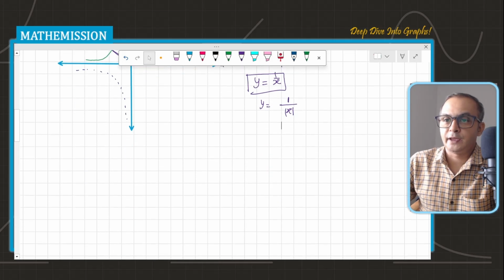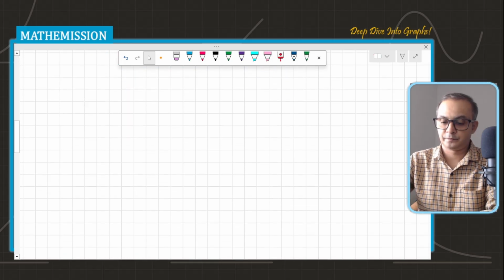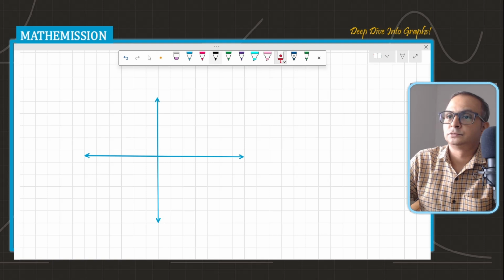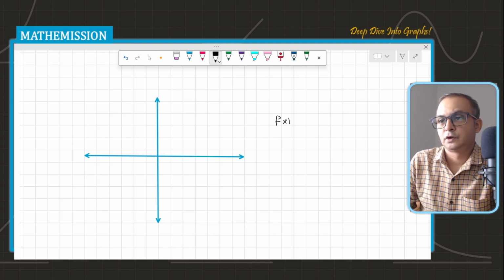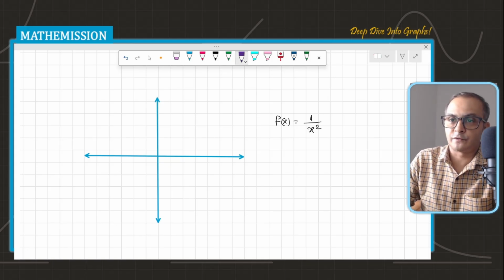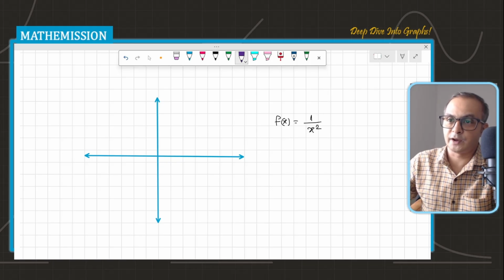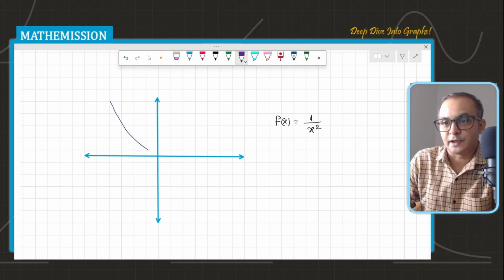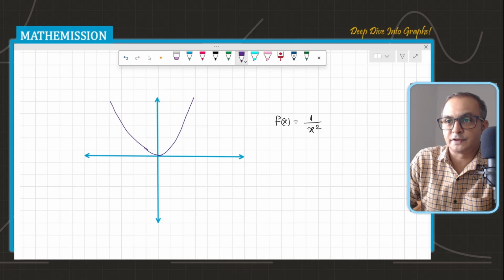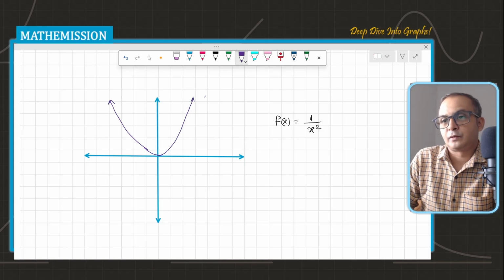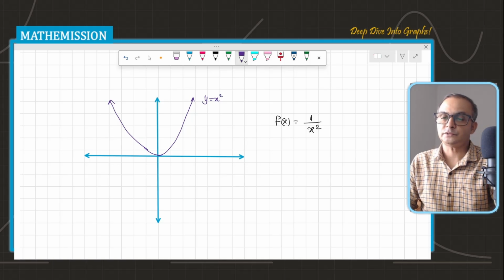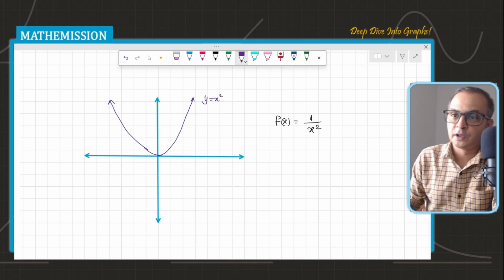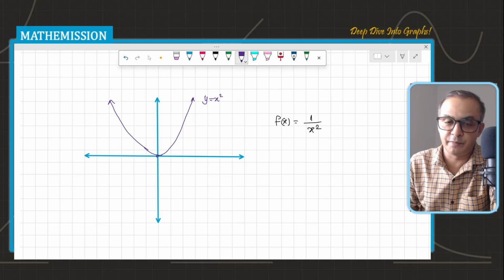All right, now let's draw the graph of f(x) = 1/x². How do we draw it? For that, let's first draw the graph of x². Let me just take the graph of x² as it is, as we have drawn previously. So this is the graph of y = x², and I want to draw the graph of its reciprocal. So we have to reciprocate the behavior in the interval. So how do we reciprocate?